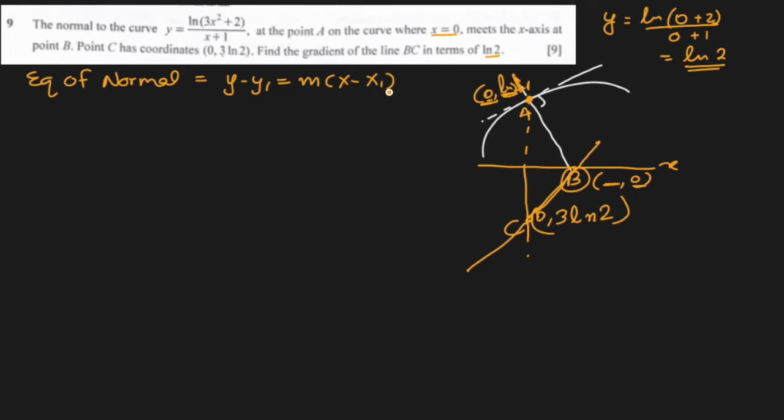So now we will use this point to find the equation of the normal, because the x coordinate is 0 and the y coordinate is ln 2. We don't need y, we don't need x. The only thing we need is the gradient of the normal. For finding the gradient of the normal, we'll find the gradient of the tangent, and then take help of it by negative reciprocating, and we'll get the gradient of the normal. Gradient of tangent.